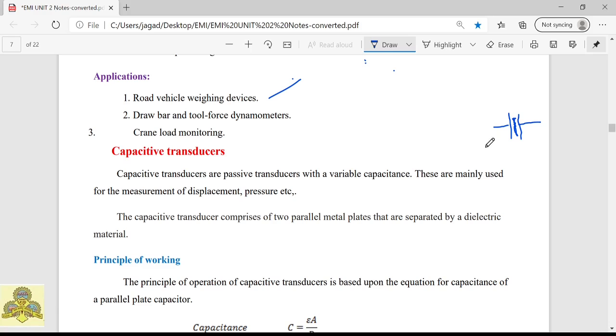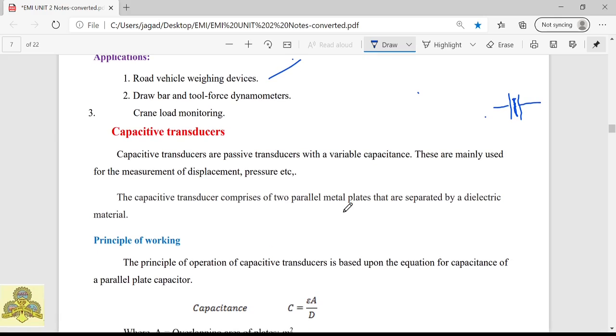What does this capacitor do? A capacitor stores energy, isn't it? This you already know. Now we use these capacitors to measure any change, either in displacement or pressure, etc. We'll see how this capacitive transducer works. The capacitive transducer is also a passive transducer. For working, it also needs auxiliary power, with a variable capacitance.